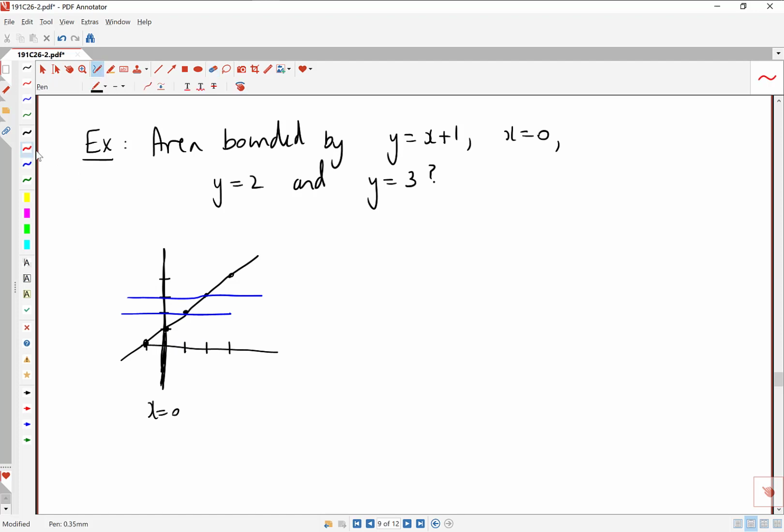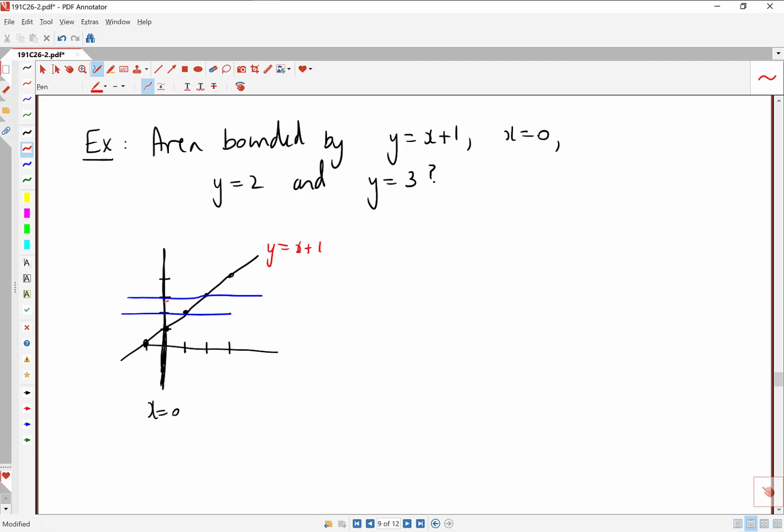So if we tried to approach this using vertical slices, it wouldn't work very well because for some vertical slices, y bottom would be the horizontal line, but for other vertical slices, y bottom would be the line y equals x plus 1. And whenever you get that inconsistency where sometimes y bottom is one thing and sometimes another, that would mean you would have to break the problem up into a couple of different integrals, and that would not be a fun way to solve the problem. So instead, we're going to think about doing some horizontal slices, and let's see if that works better.